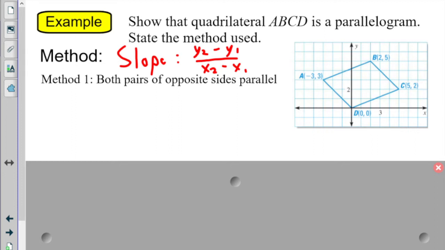And on each one, I'm going to do one, and then I'm going to pause and let you try one, and then I'll show you the answer here. So first off, using both pair of opposite sides being parallel, that means we're going to use our slope formula, change in y over change in x.